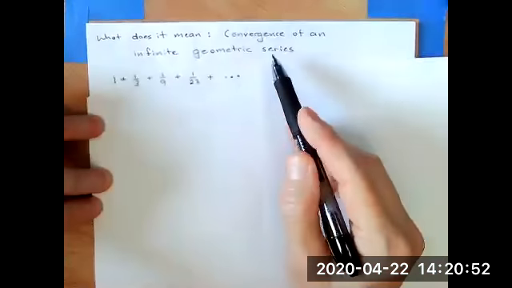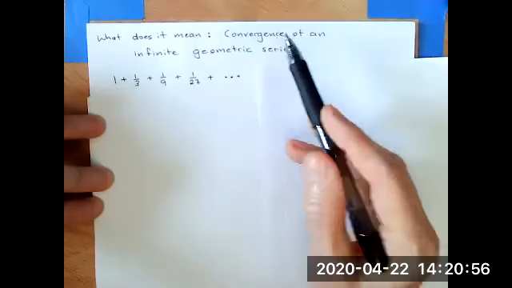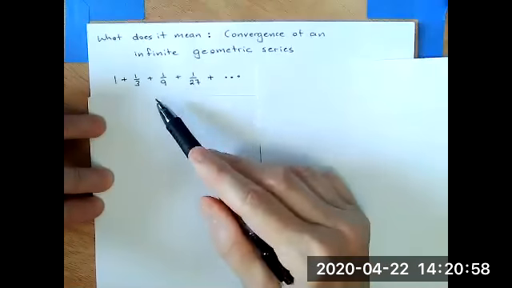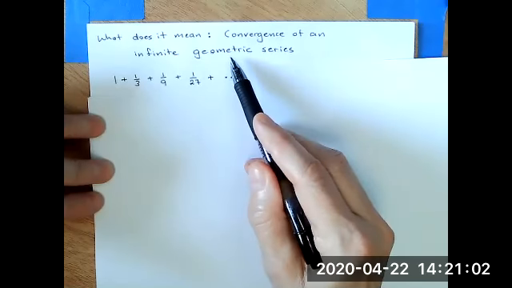What does it mean when we say that an infinite geometric series converges? So here's an infinite series. Let's confirm that it is geometric.